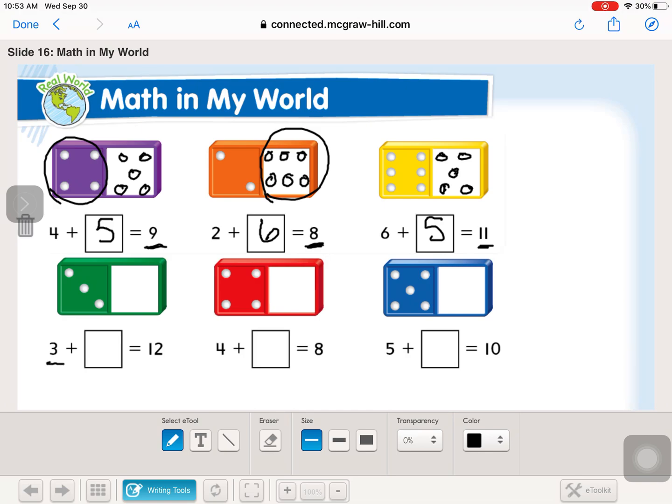Okay, 3, I need to get to 12. 3, 4, 5, 6, 7, 8, 9, 10, 11, 12. You have to make your dots pretty small there. Okay, so I have 12 now. I already had 3, so how many more did I add on? I added on 3, 6, 9. All right, same thing here. I don't even need to count on for this one because I know 4 plus 4 equals 8, so I'm just going to add 4 dots. And same thing with this one, it's a doubles as well, so add your 5 dots. 5 plus 5 equals 10.